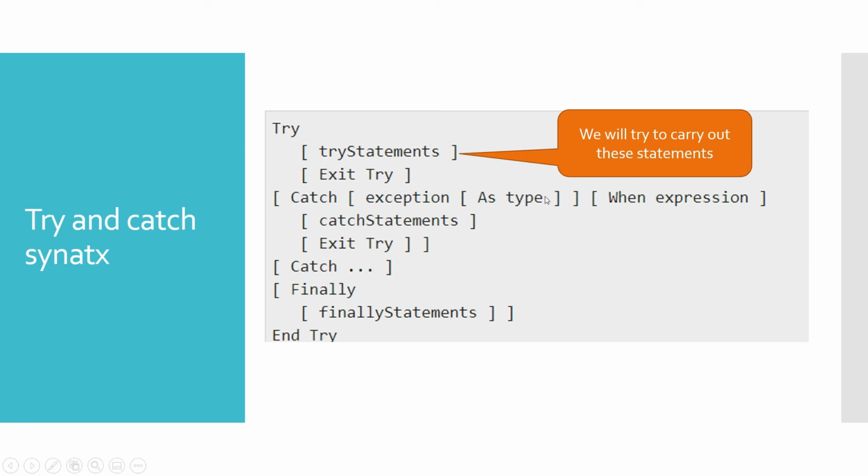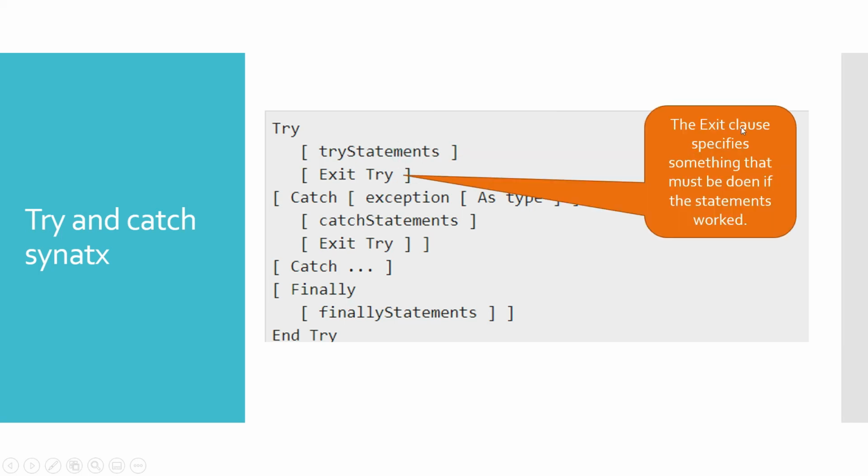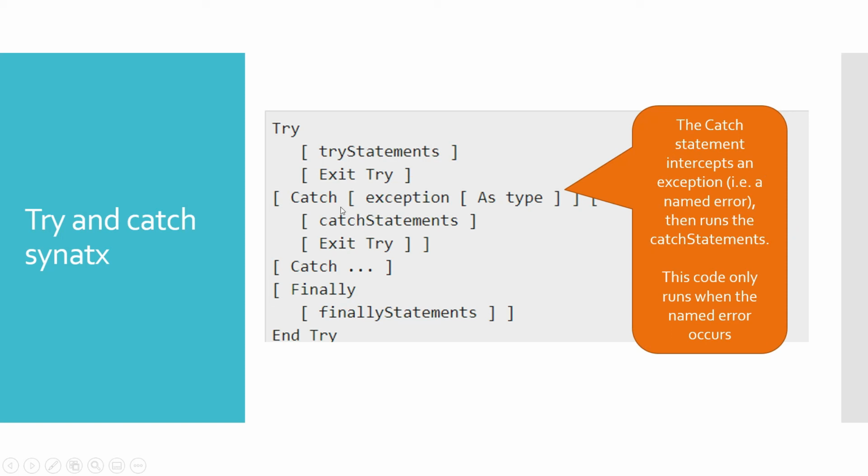After the try statement, we've got the catch here. We're going to carry out all these statements, and if any of them generate an error, we are going to run the catch statements, which are right here. As you can see, this will intercept an exception, which is a named error, and then it will run the catch statements. The code will only run if that error occurs. So let's say we try to divide one number by another and we get a divide by zero. In the try statement we would do the division, and in the catch statement we would write the code that we want to run if we do get a divide by zero.